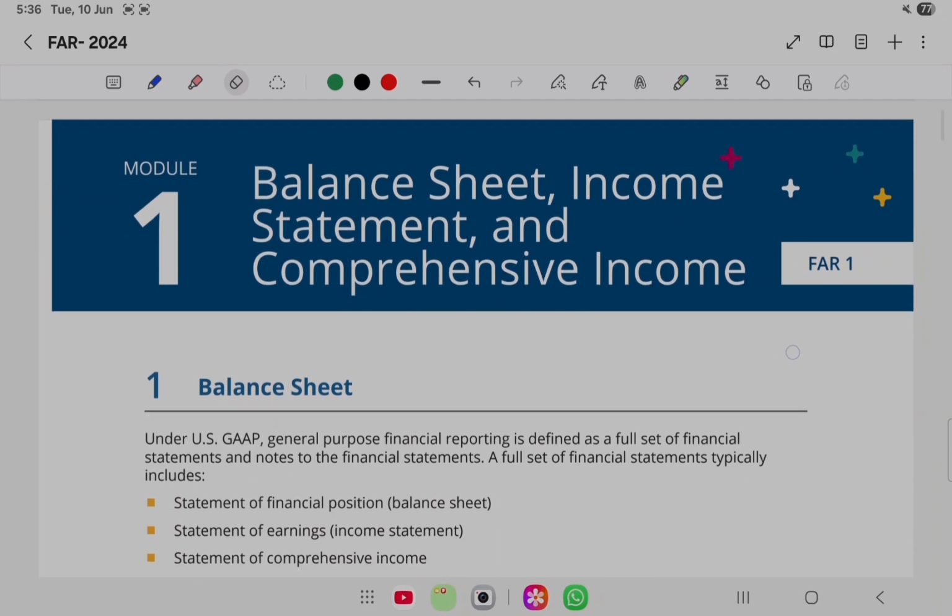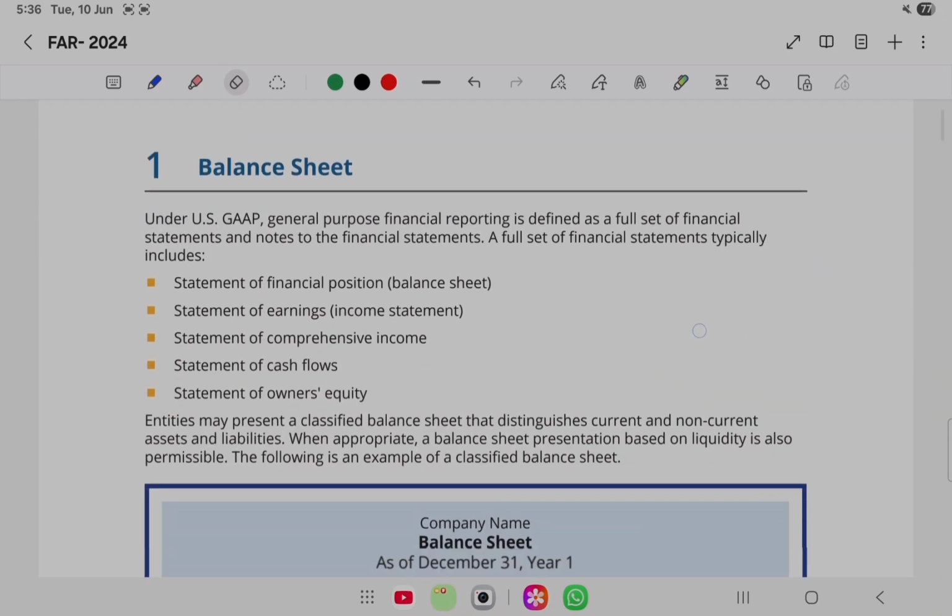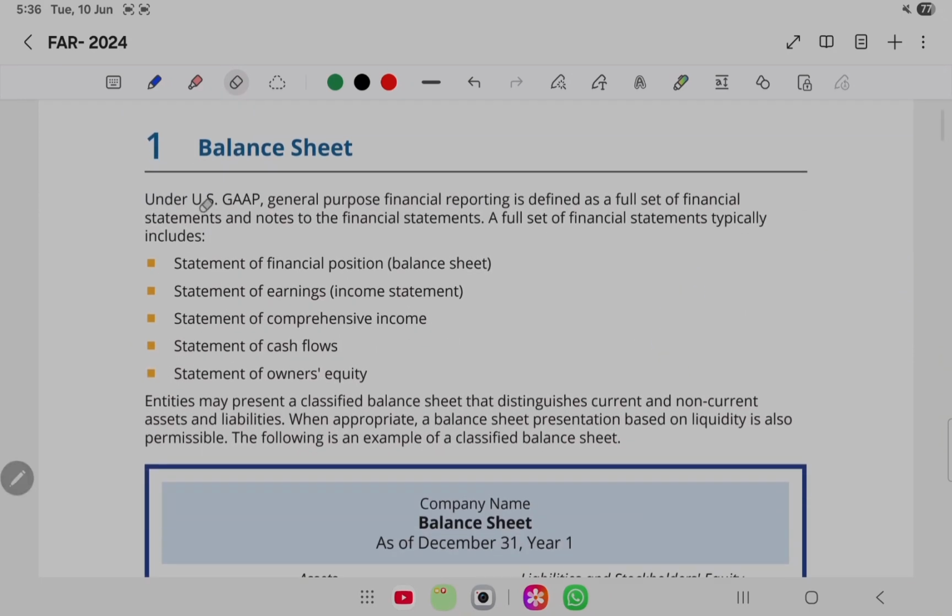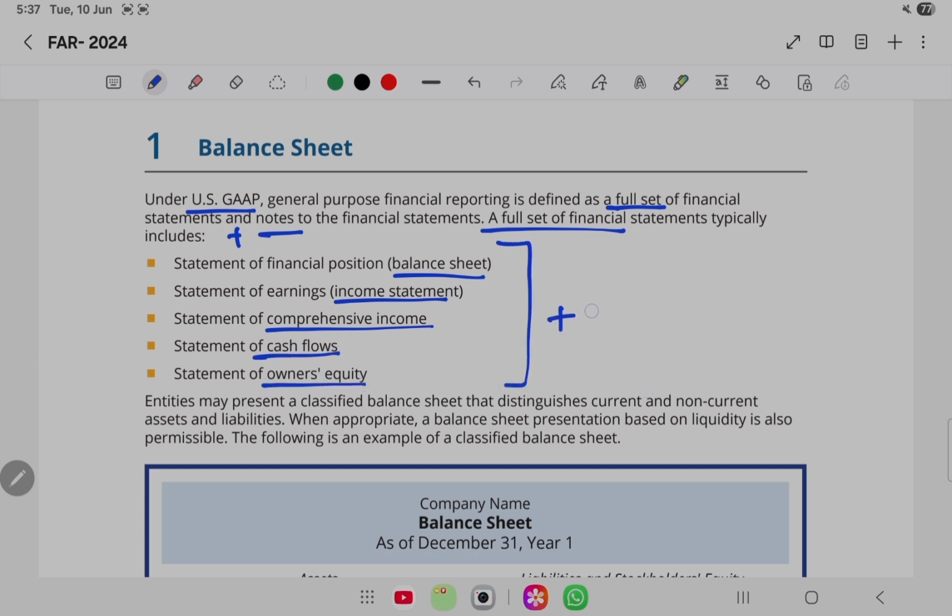Let's move on to the first topic of module 1, balance sheet. Under US GAAP, general purpose financial reporting is defined as a full set of financial statements plus notes. What does the full set of financial statements include? That is the balance sheet, income statement, comprehensive income, statement of cash flows, statement of owner's equity, plus notes.